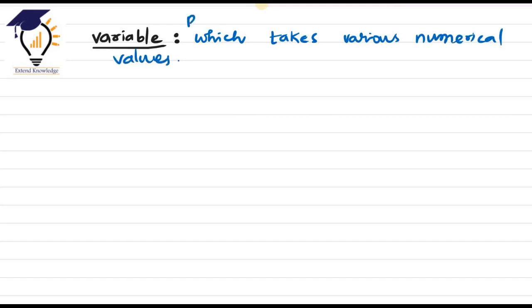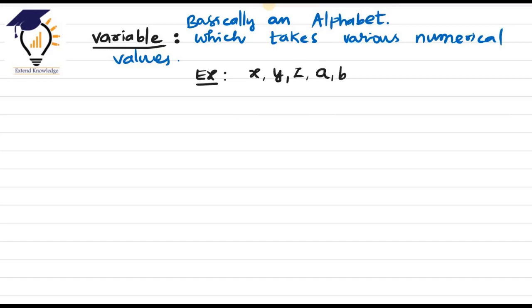So a variable is basically an alphabet. Let's see some examples of variables. x is a variable, y is a variable, z is a variable, a is a variable, b is a variable, k is a variable. These are the basic variables which we use instead of numbers. This is what we need to know about variables.